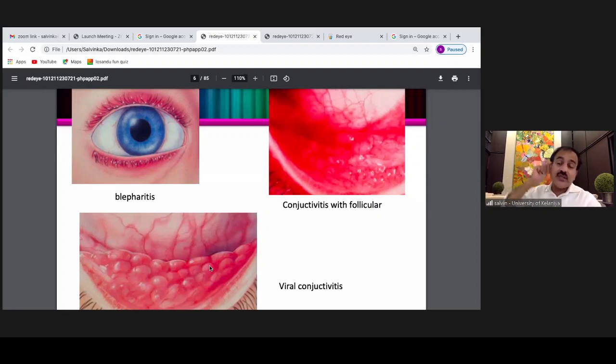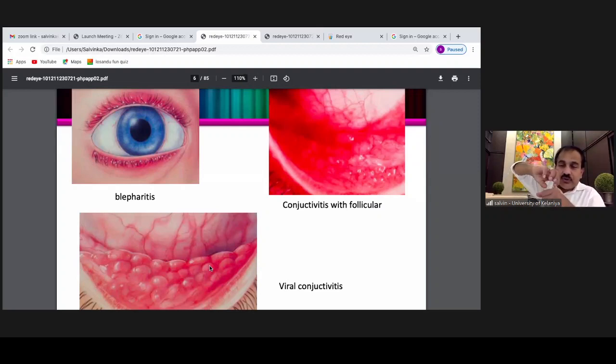Otherwise, the drops that we put will go into the nose through the tear excretory pathway. So very important, that is how you put the drops. And when you are putting the drops, these are general things, even in your general practice or as a house officer, you have to admit.